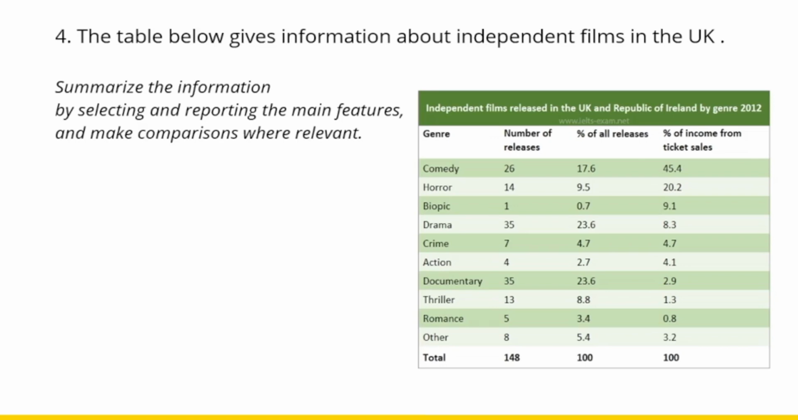If you don't know some words, don't worry about that. As long as you understand the information and you're reporting the most important details, that's all that matters. So don't worry about words or things that you're not sure about. Your job is to understand the numbers, to understand the graphic, and only provide important details. Write an essay about that. So we have number of releases, percentage of all releases, and percentage of income from ticket sale. So here focus on the biggest number, lowest number, similar number, and maybe second biggest number.